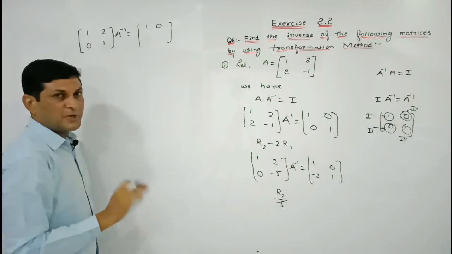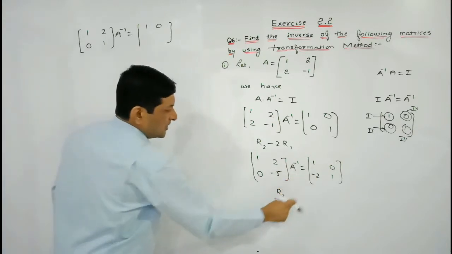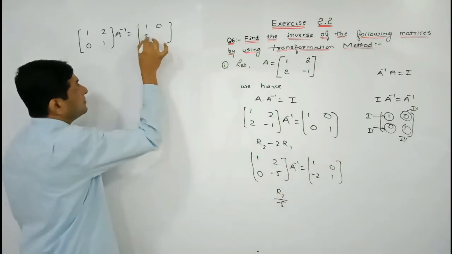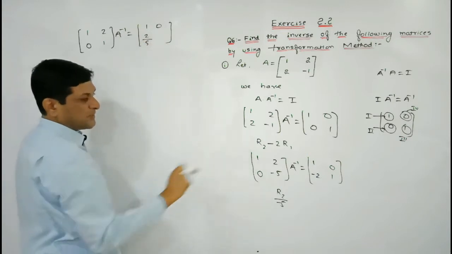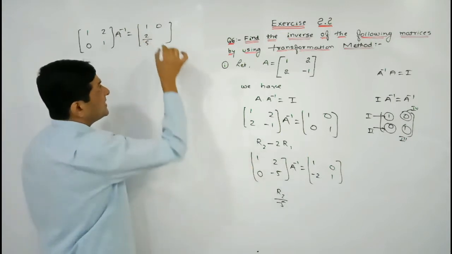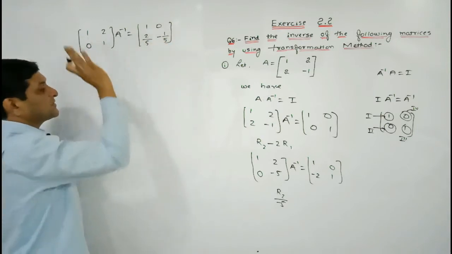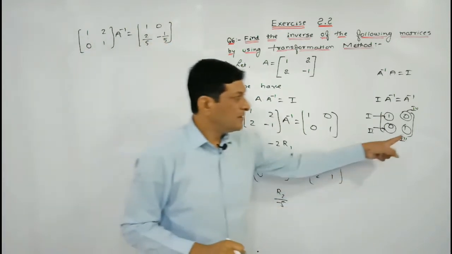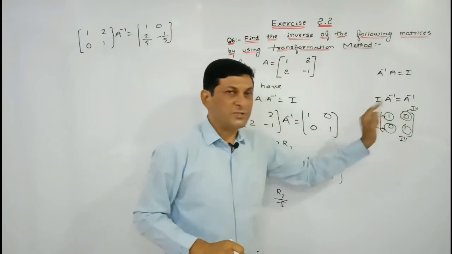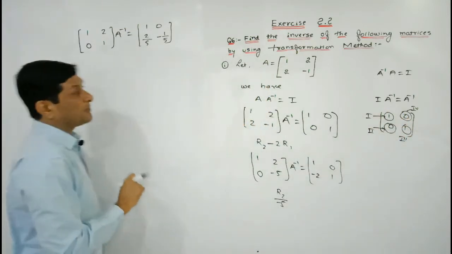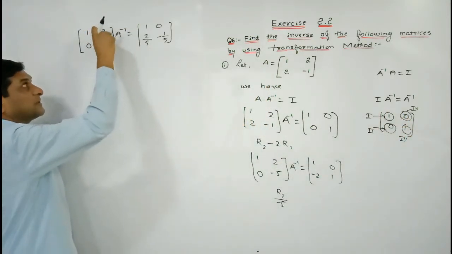On that side also perform the same operation. -2 divided by -5 will be equal to 2 by 5, because minus minus will get cancelled, and 1 divided by -5 will be -1 by 5. Okay, meaning our third step is also completed. Now only the remaining part is to get 0 here. So let us perform the operation on R1, because we will require 0 here.